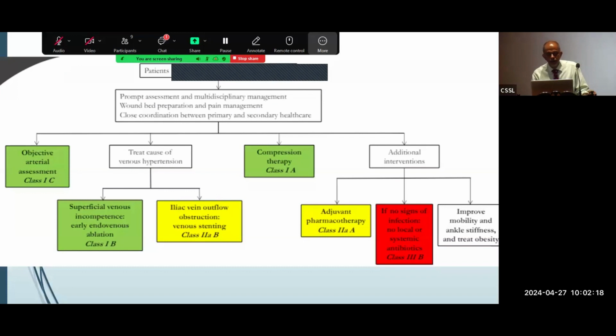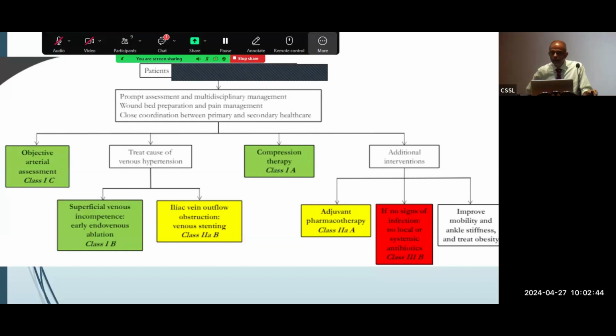So what do you do when you have an ulcer? You get a multidisciplinary team to check this. First thing you do is objective arterial assessment. If there's a problem, deal with it. Then you have to treat the venous hypertension. If it's deep vein, you can stent it. If it's superficial vein and truncal reflux, you can do endovenous procedures. Then start on compression therapy. That has class 1A recommendation.